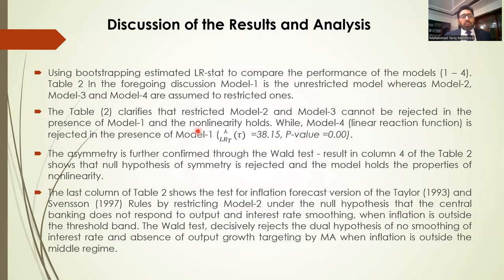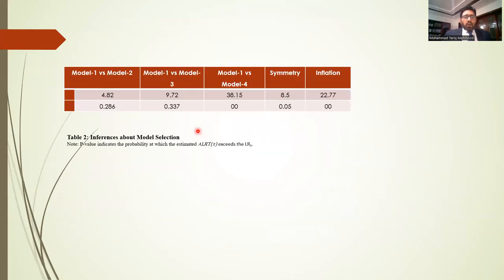So now we do the bootstrapping of the model. After bootstrapping, we find the log likelihood ratio. Let's keep in mind that the null hypothesis was that the restricted model cannot be rejected over the unrestricted model. In the presence of the unrestricted model, which was model one, we cannot reject model 2, model 3, or model 4. First, we have used the likelihood ratio test between model 1 and model 2, and we find that we cannot reject model 2 in the presence of model 1, although model 1 is still better performing than model 2.